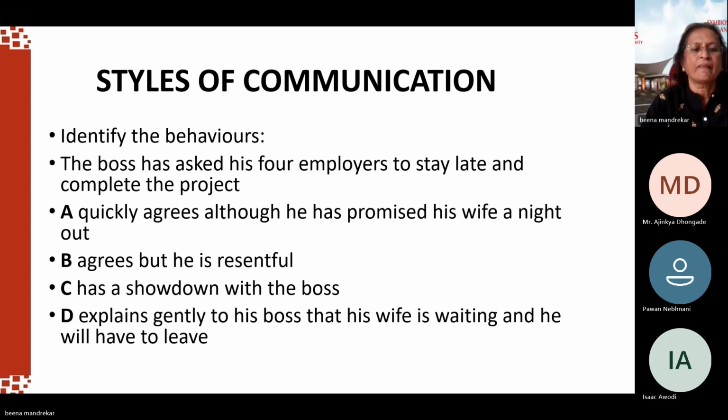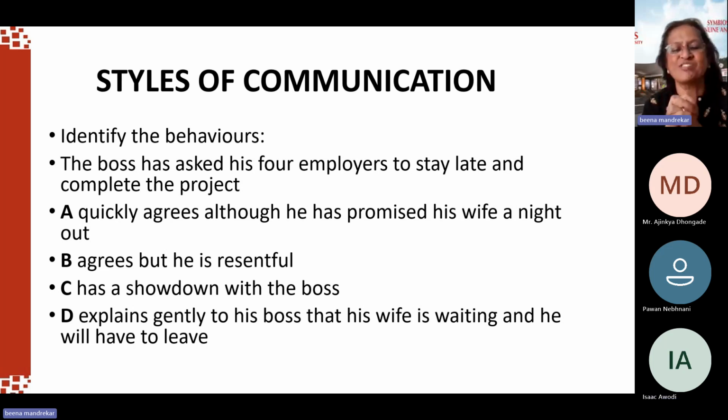I say A is persuasive. Passive. What is that, Isaac? Passive. Yeah, we'll come to that. One minute. We'll finish all four and then you'll come to that. So A is that. B agrees, but says, you want me to stay? Okay, I'll agree, but I don't know. I didn't want to stay like that.